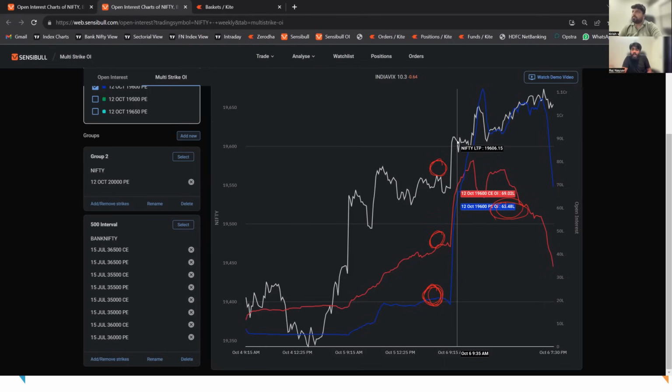I can see that the OI has changed from the previous day in a very big way for the put options. So from here we can form a view that our view can be bullish for the day as well. So from here, let's analyze the market, what the market did.